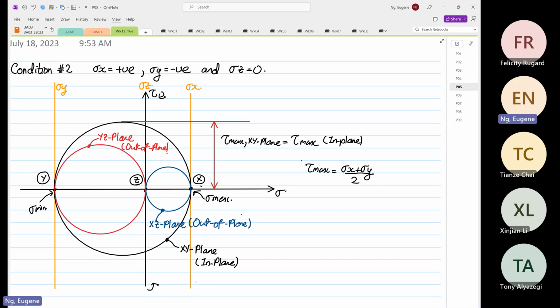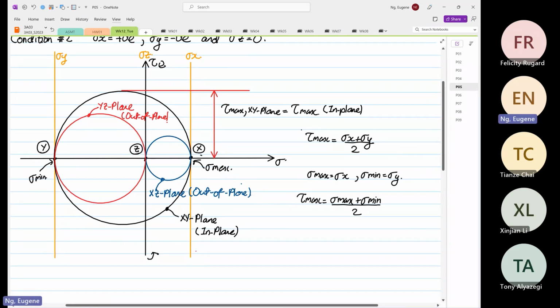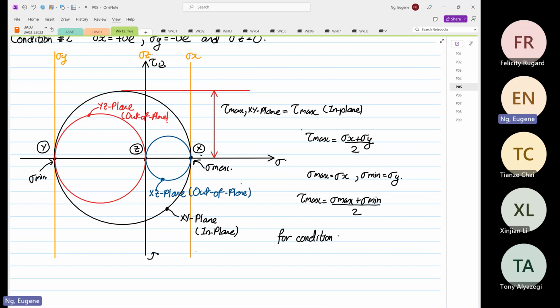So from here, you can write stress max is equal to stress X, stress mean is equal to stress Y. So tau max is equal to stress max plus stress mean, and then we just need to divide by 2. Okay, so this is for condition number 2, where stress X is positive, stress Y is negative, and stress Z is equal to 0.